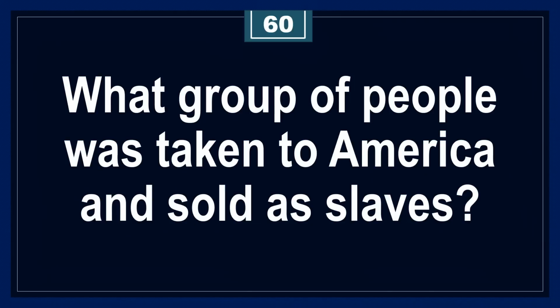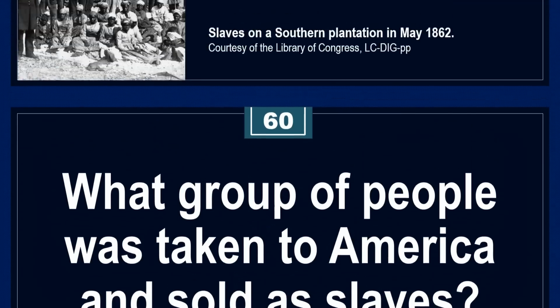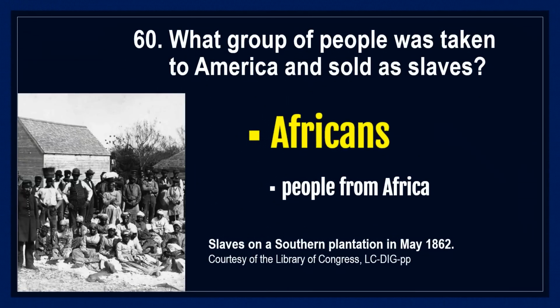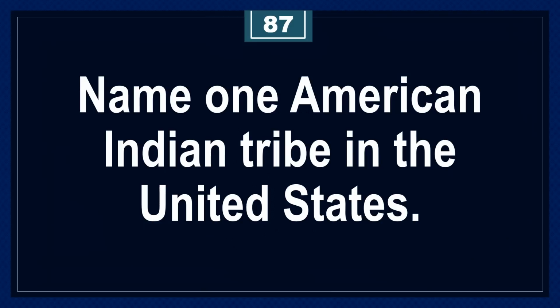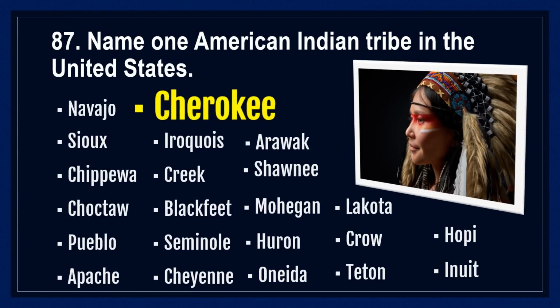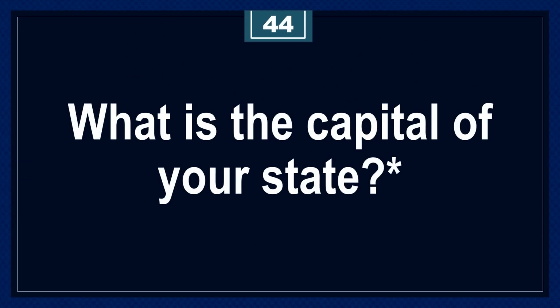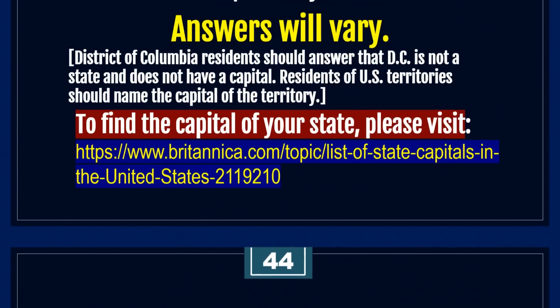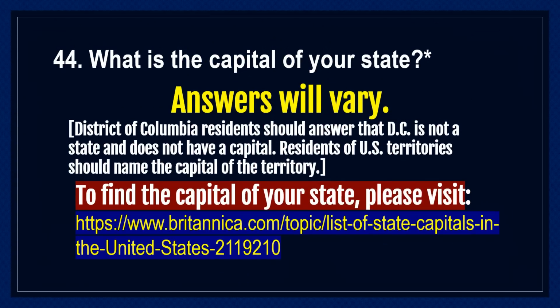What group of people was taken to America and sold as slaves? Africans. Name one American Indian tribe in the United States. Cherokee. What is the capital of your state? Answers will vary. To find the capital of your state, please visit.